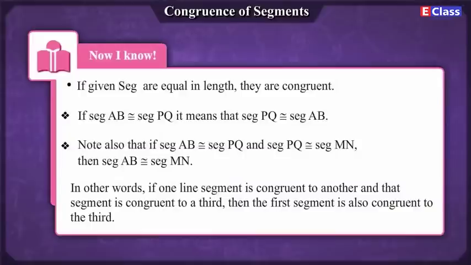If segment AB is congruent to segment PQ, it means that segment PQ is congruent to segment AB. Note also that if segment AB is congruent to segment PQ and segment PQ is congruent to segment MN, then segment AB is also congruent to segment MN. In other words, if one line segment is congruent to another and that segment is congruent to a third, then the first segment is also congruent to the third.